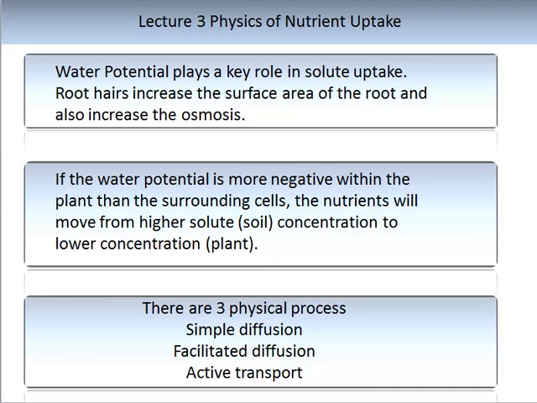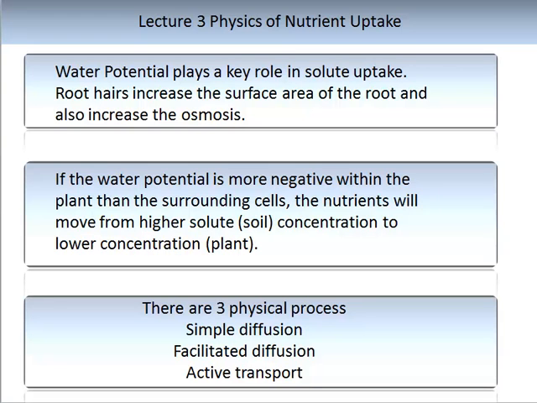Water potential plays a key role in solute uptake. Root hairs increase the surface area of the root and also increase the osmosis. If the nutrient potential is more negative within the plant than the surrounding cells, then the nutrients will move from higher solute soil concentration to lower concentration in the plant.